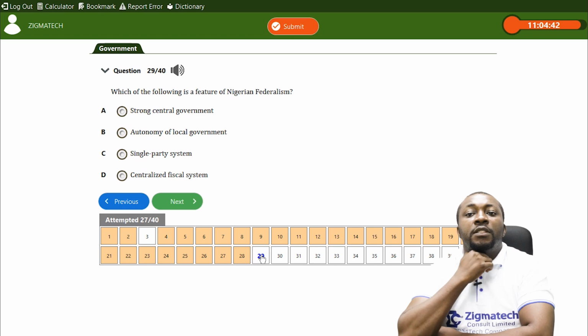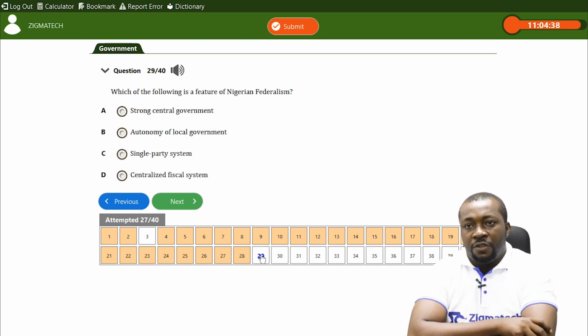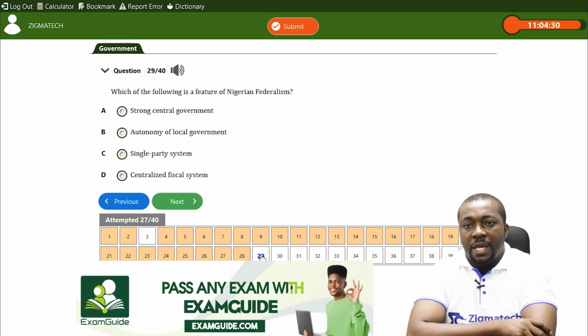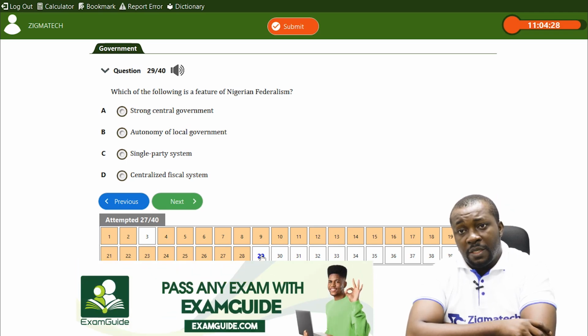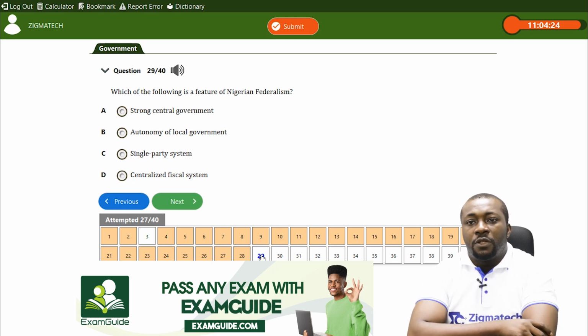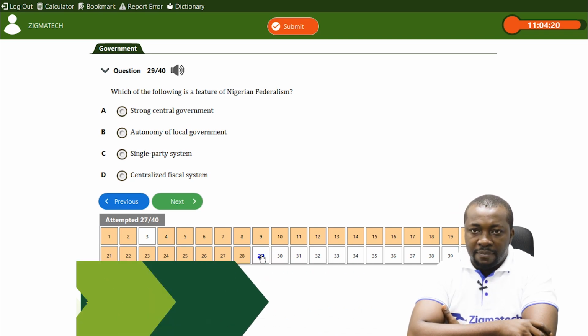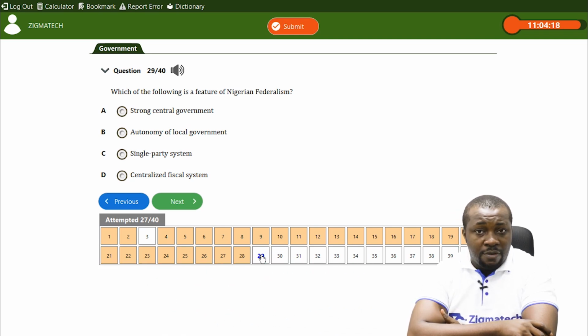Question 29 says, which of the following is a feature of Nigerian federalism? A, strong central government. Yes, the central government is strong. Of course, it's not weak. B, autonomy of local government. C, single party system. We are not practicing single party system in Nigeria.